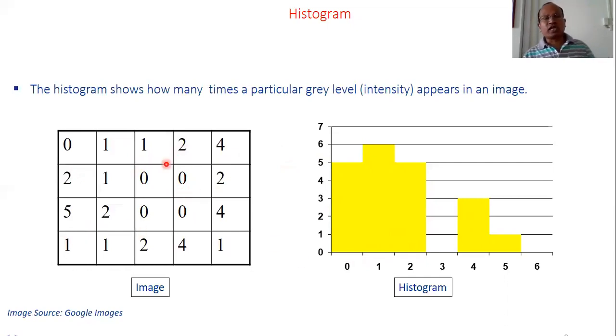Similarly, there is no 3 here; for intensity value 3, there is no pixel. If you see 4, how many pixels have grayscale value 4? 1, 2, 3. So it's 3. For 5, how many pixels have intensity value 5? Only 1. This is called a histogram, and it represents the intensity value distribution, the grayscale value distribution, in an image.